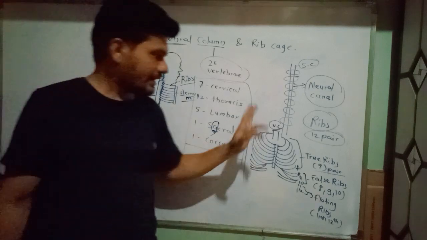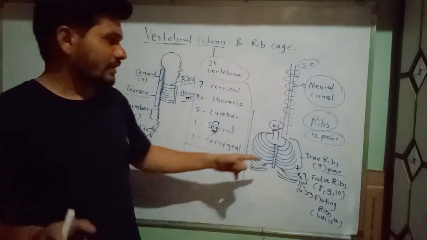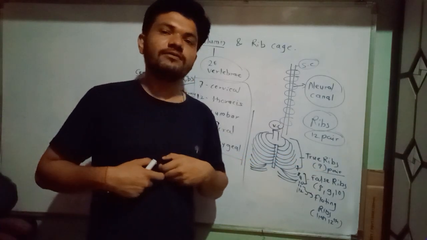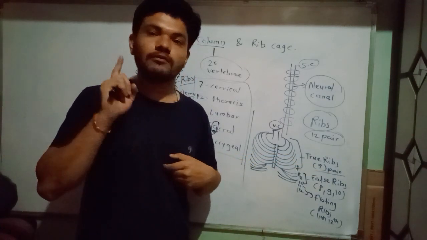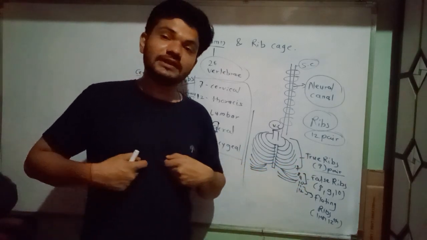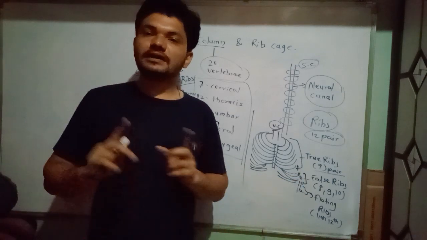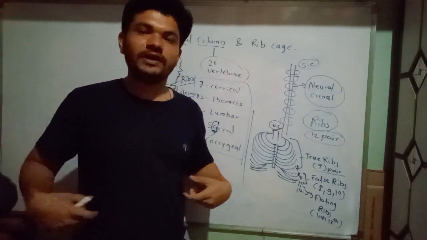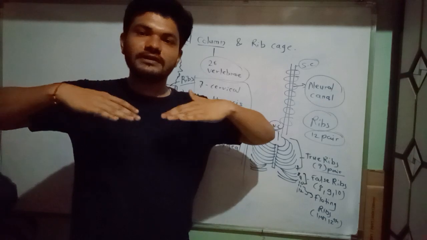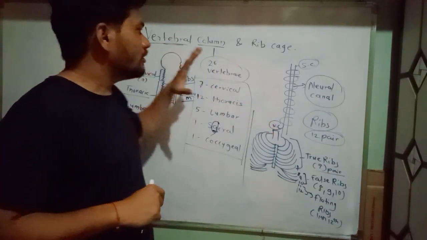And about ribs, there are 12 pairs of ribs. 12 pairs means 24 bones. The first 7 ribs are connected ventrally with the sternum with the help of hyaline cartilage, called true ribs. 8, 9, 10 are connected with the 7th rib with the help of hyaline cartilage, false ribs. The 11th and 12th ribs are not connected ventrally. They are like floating, that's why they are called floating ribs. So this was about the vertebral column and rib cage.